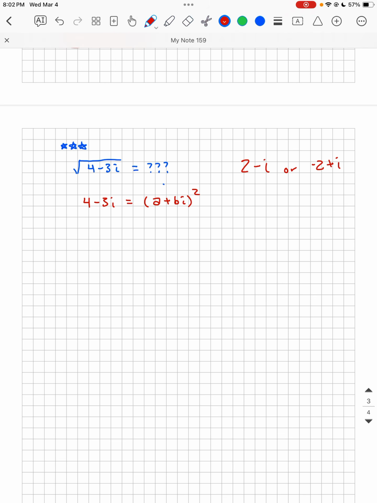Well, your job is to find out what a and b are equal to. So I'm going to leave that to you. Figure that out. Like I said, the answers are there. Just go ahead and give it a try. Try to leave it in the comments if you want to.